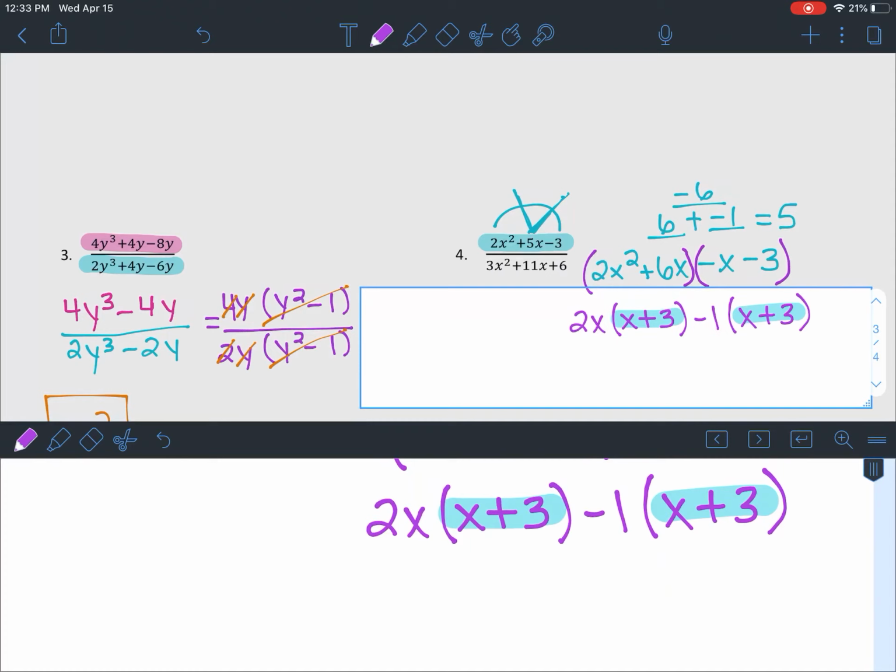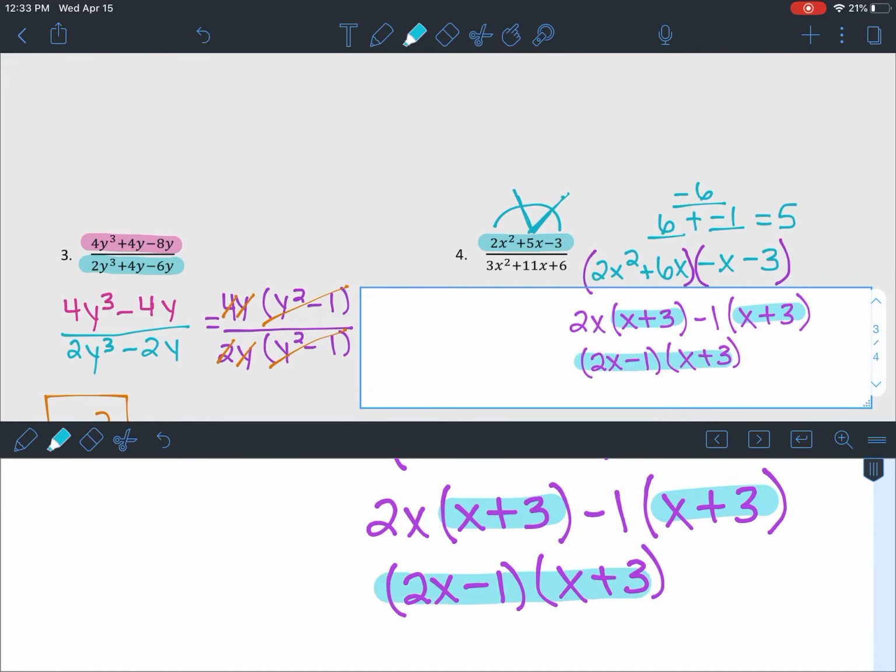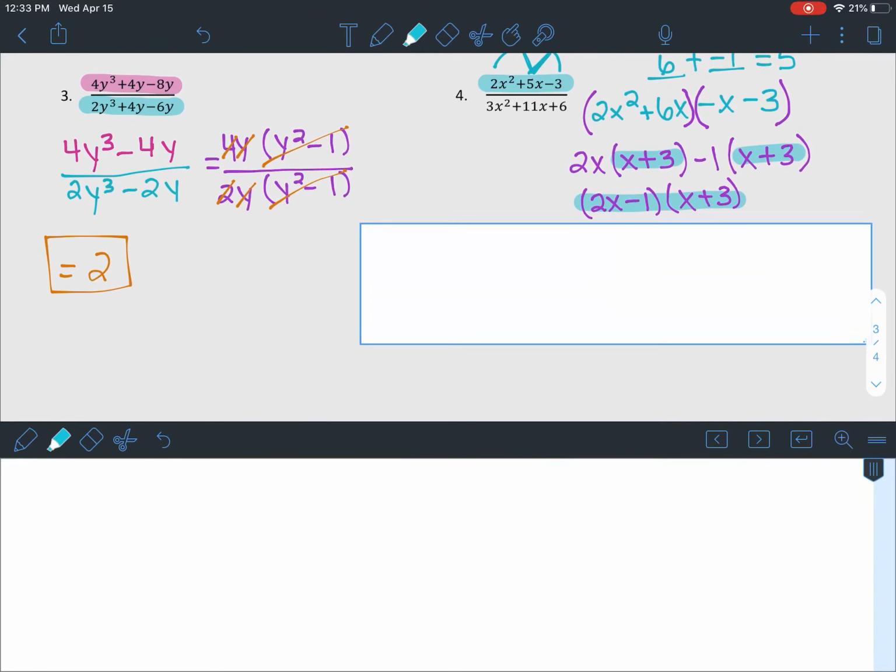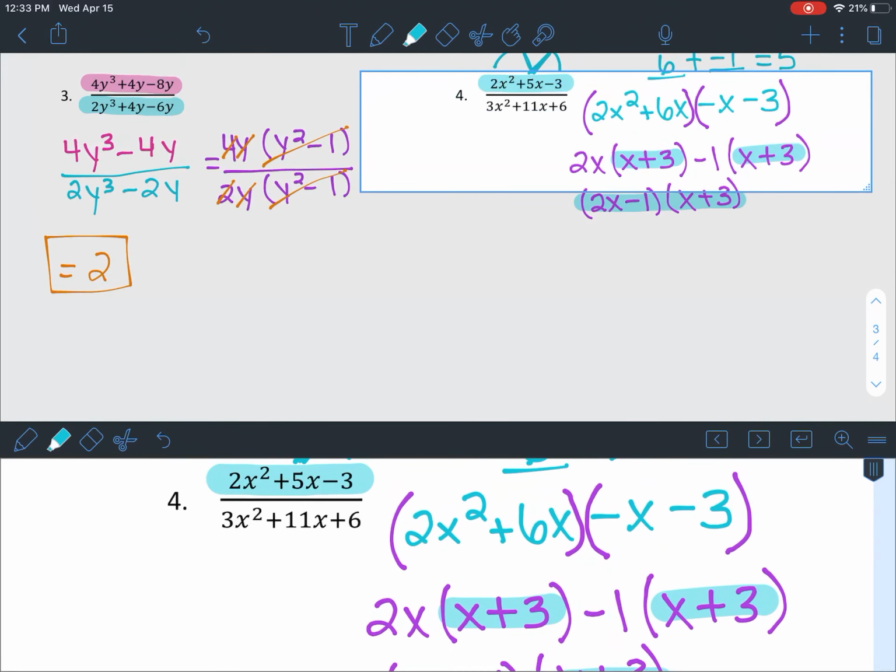That's perfect. So this gives me my two factors. So I have 2x minus 1 as one factor and x plus 3 as another factor. That's my blue. This is my blue. That's my numerator. So now let's do the denominator. So the denominator, let's do that guy in pink.